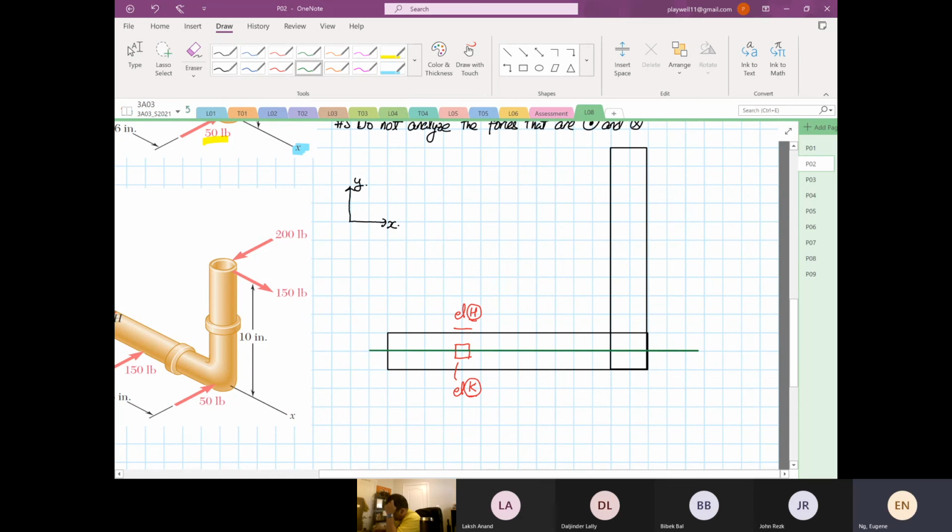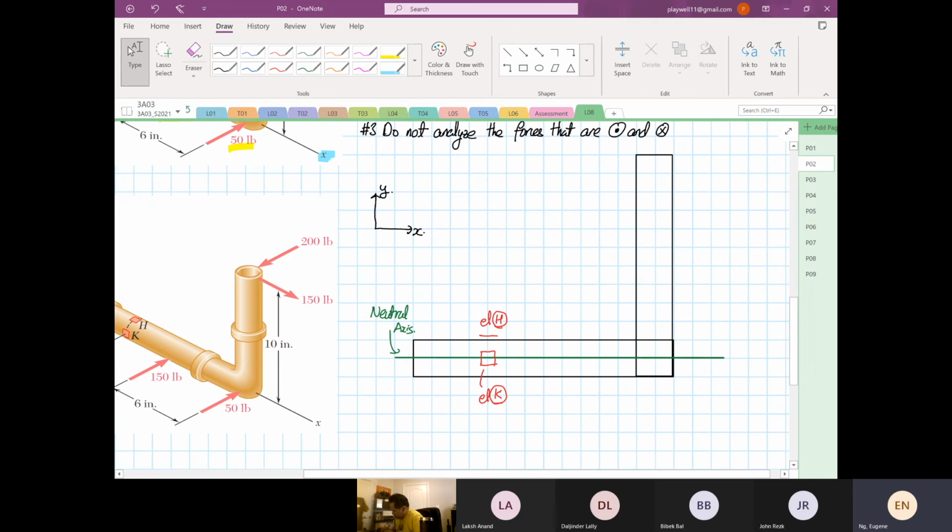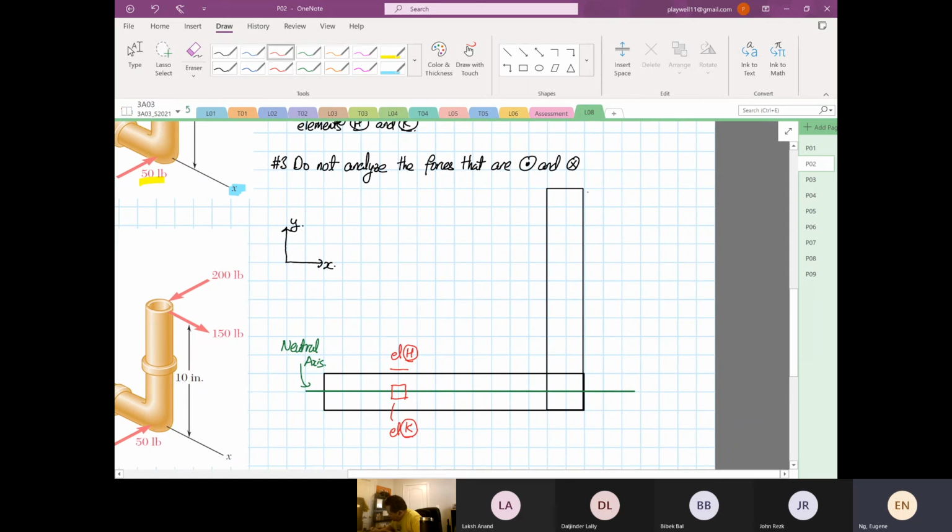Okay, so this is known as our neutral axis. And this neutral axis is important, okay? Because if you don't know where the neutral axis is, you don't know how to calculate your moments, you don't know how to calculate your torque. Okay, so once you have done this, we are going to position the applied load.